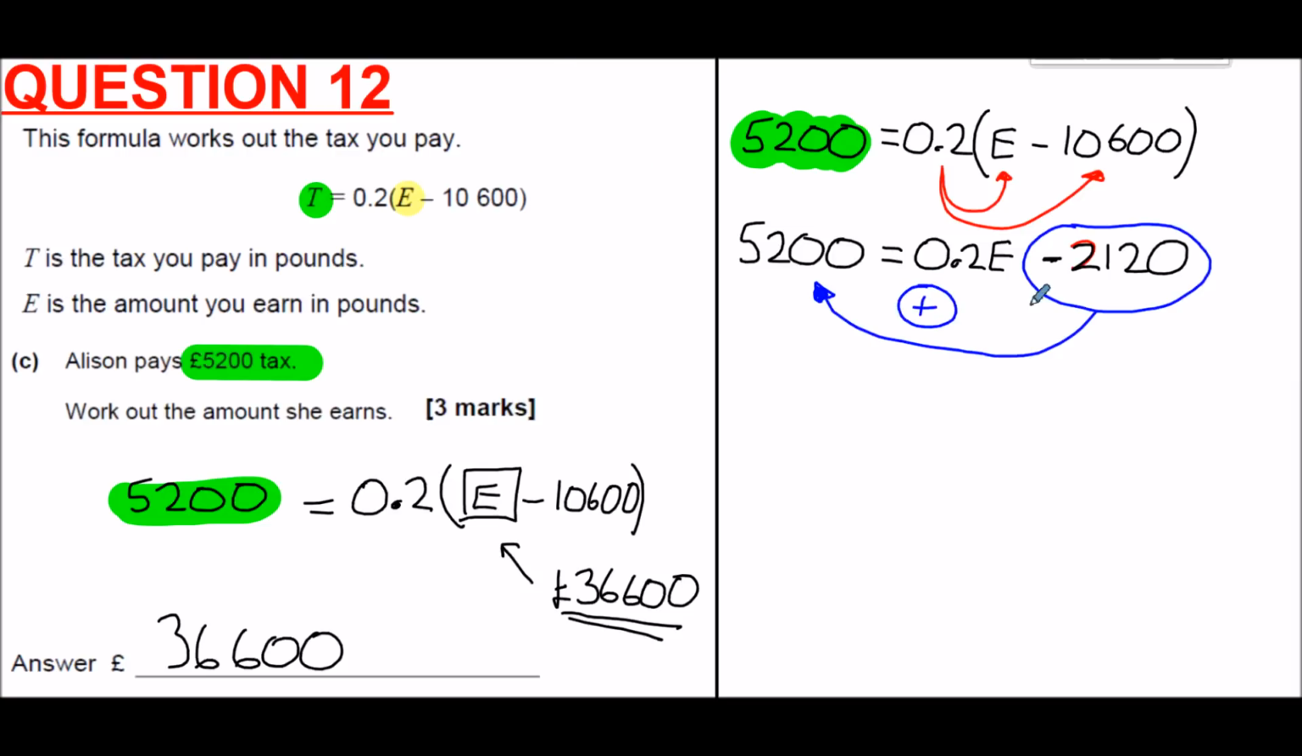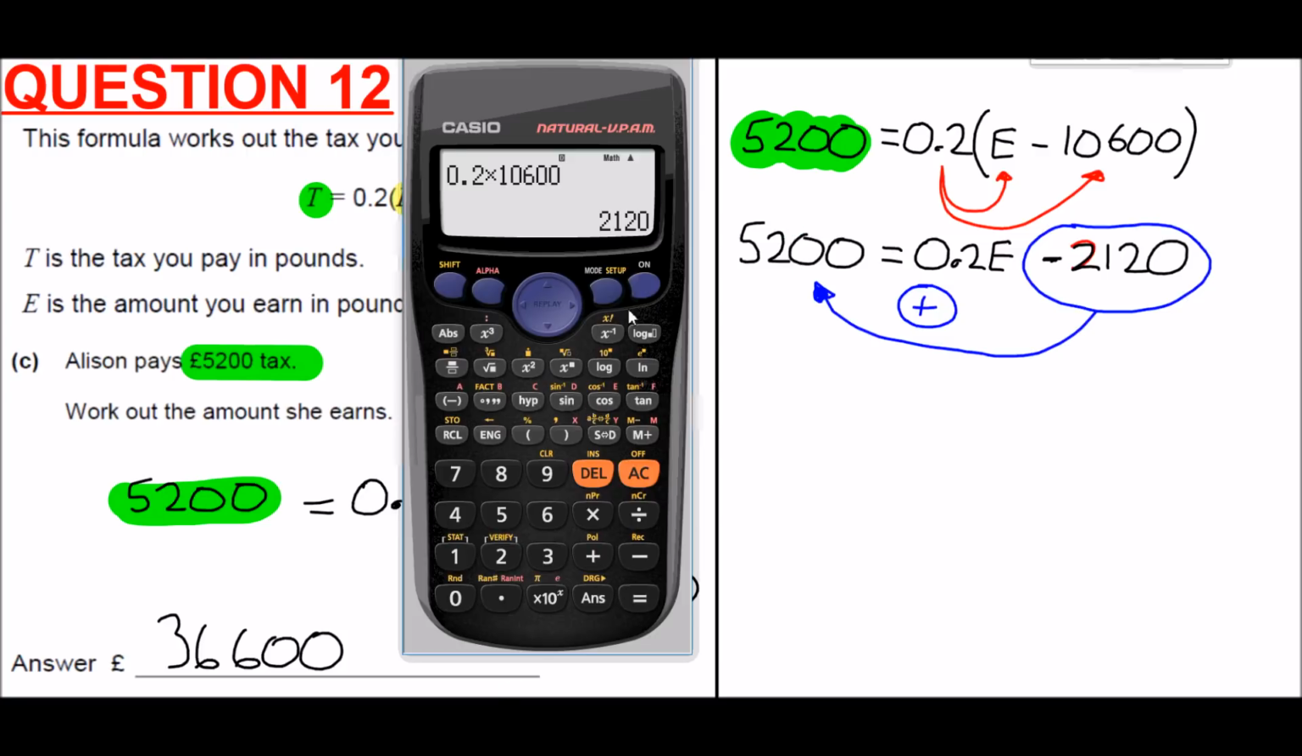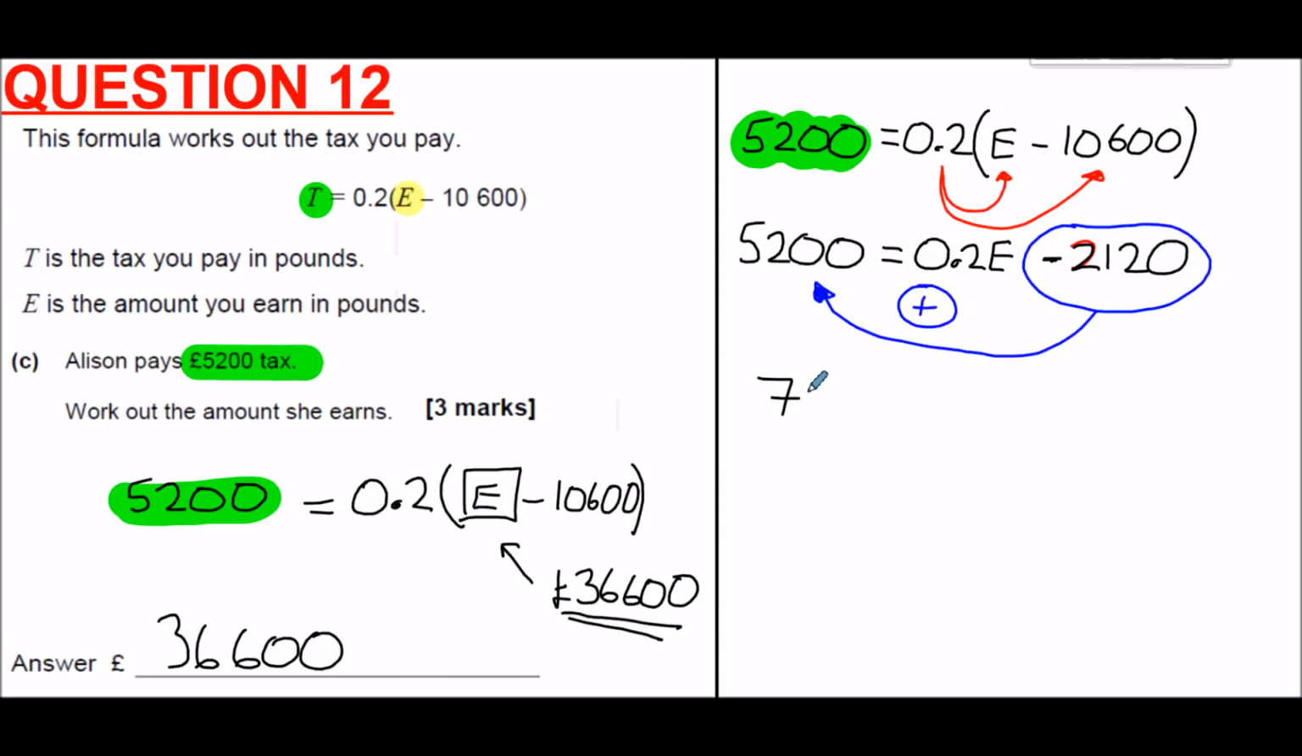So after we move across this 2,120, on the other side we'll have 5,200 plus 2,120, which is 7,320. So 7,320 equals 0.2e. Finally, we don't want 0.2e, we want to have just e on its own.